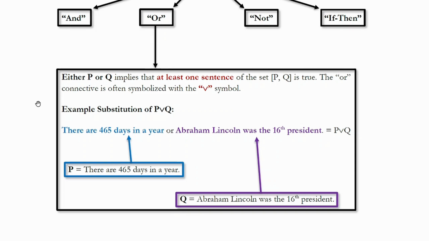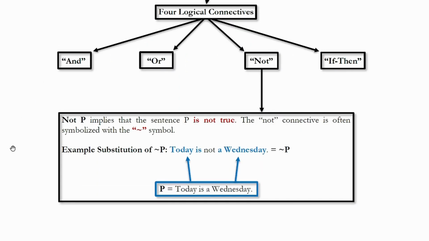Now again, one of the sentences that we used previously used the or logical connective. So the other example we gave, there are 465 days in a year, or Abraham Lincoln was 16th president of the United States. That's a substitution or an example of the form P or Q, where we could allow P to be there are 465 days in a year, and Q to be Abraham Lincoln was the 16th president. Again, you could think of an infinite amount of examples that would fit this form. Any sentence that connects two propositions with the word or would be an instance of the or connective or the either P or Q form. Okay, so that's the or operator. Again, and says that both things are true, and or says that at least one of the things being connected is true. Let's look at a third operator, which we haven't mentioned yet.